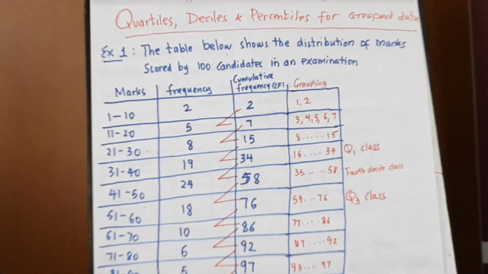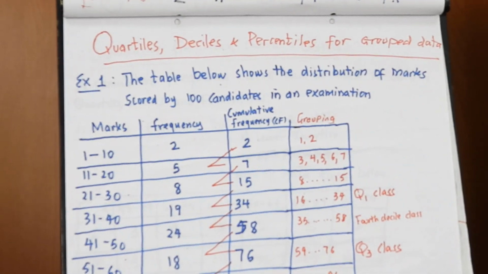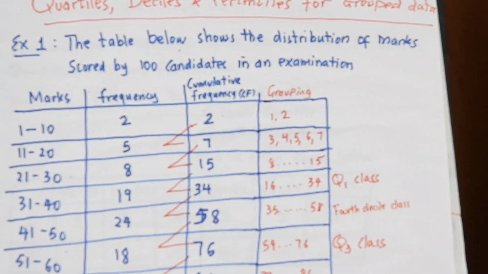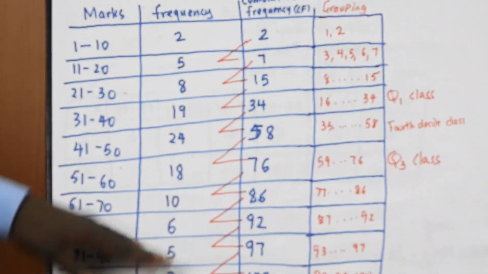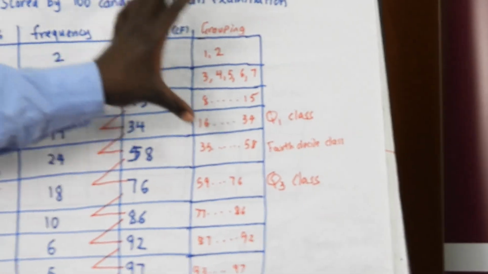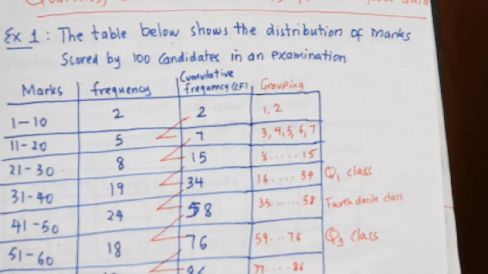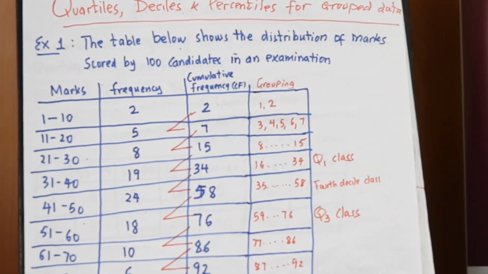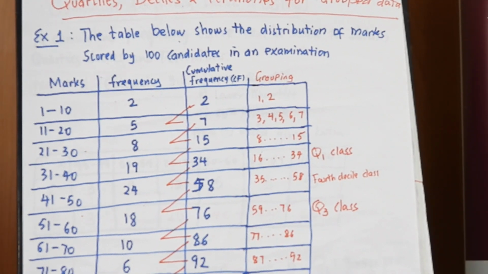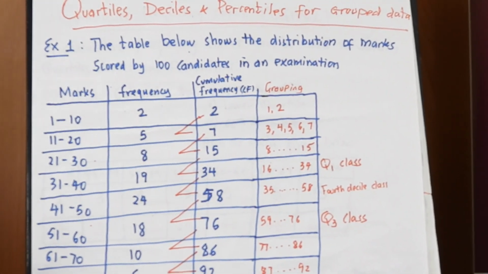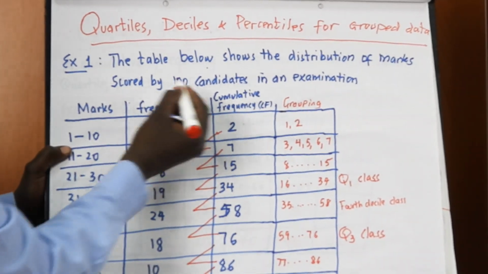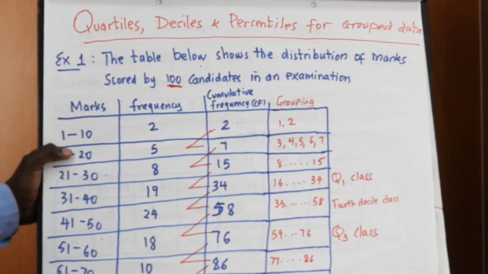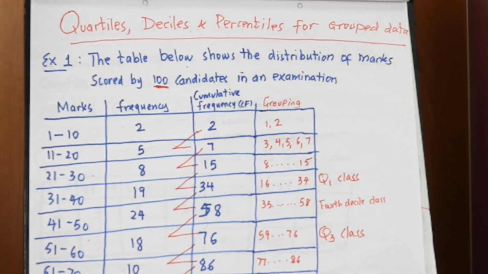Quartiles, deciles, percentiles for group data. Now, for group data, we can use 2 methods. One is by classifying them and then getting the cumulative frequency and trying to estimate. Basically, it's an estimate of where the lower quartile is and where the upper quartile is. So our data is 11 to 20. These are marks scored by 100 candidates. The table below shows the distribution of marks scored by 100 candidates in an examination.